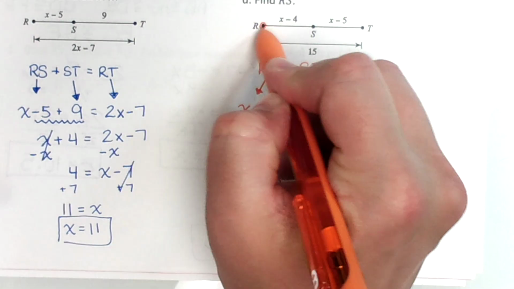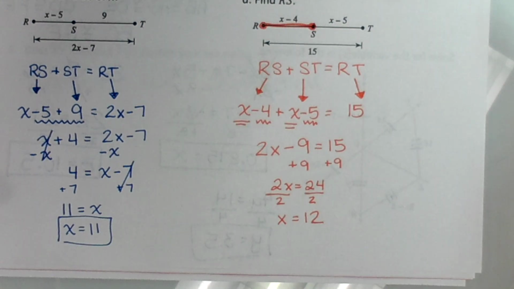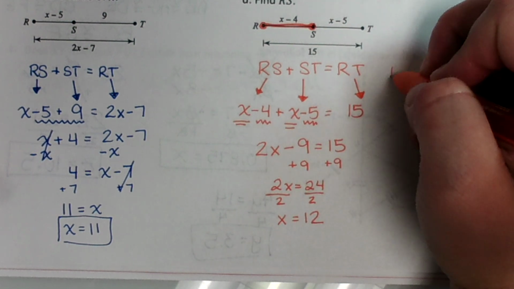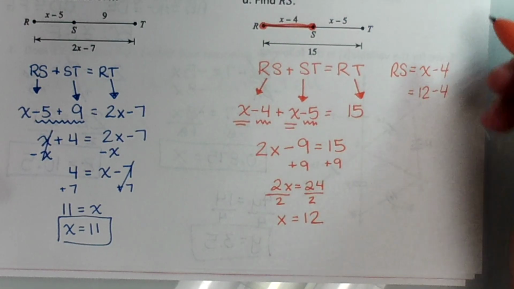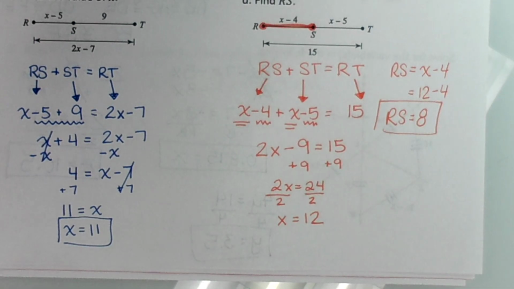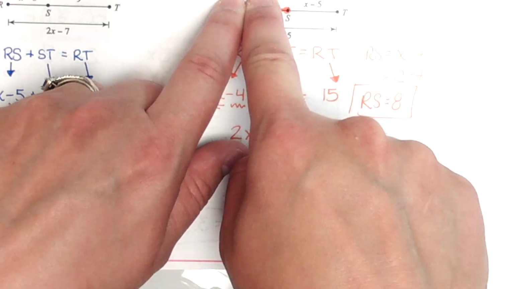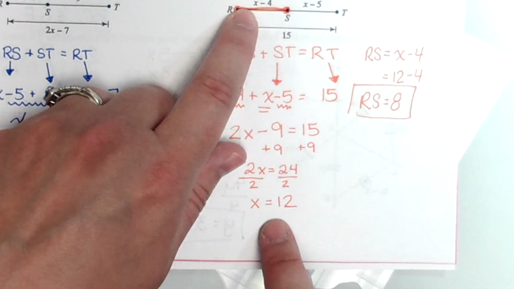If I want to find RS, I solve for x and then I ask myself, what's the measurement for RS? x minus 4, but do we know what x is now? Yeah. Since RS is equal to x minus 4, I can plug the 12 in. 12 minus 4 is 8. So make sure you're double checking what it's asking you to solve for. Because it asked for RS, I had to look at what it said RS was, and I plugged x into it.